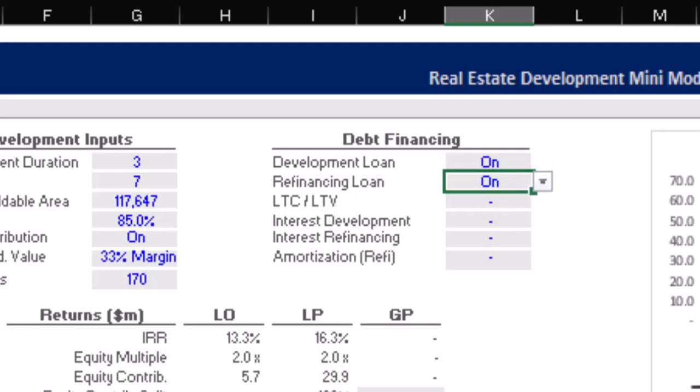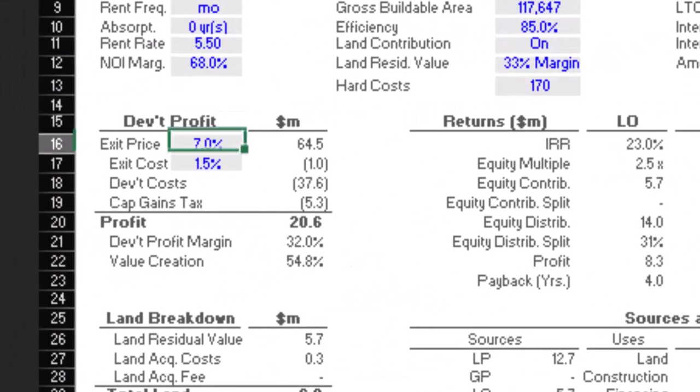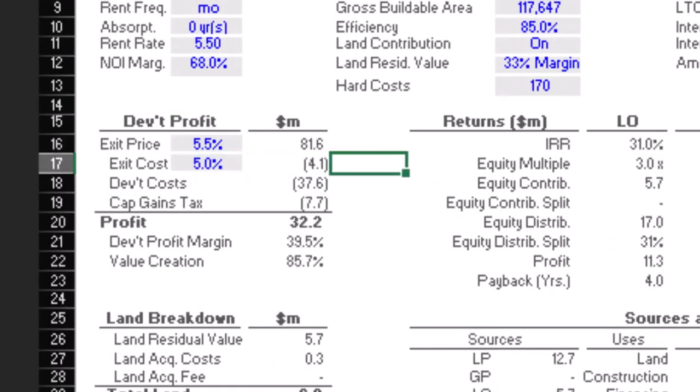Refinancing would occur the next day after development completion, which in this case means on the first day of year 4. We'll remain conservative and assume a 60% loan to cost or loan to value for both facilities. Let's suppose the interest rate of the development loan equals 8% and that of the refinancing loan 6%. We'll use a 1% refinancing amortization. In order to calculate our gross disposal proceeds, let's use a 5.5% exit NOI cap rate as well as 5% of the gross disposal proceeds as exit costs.